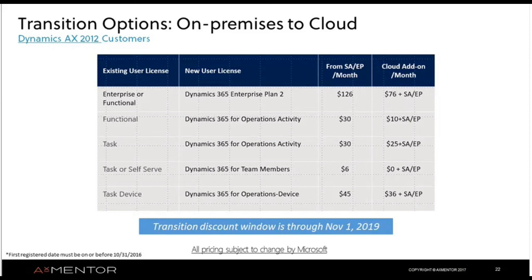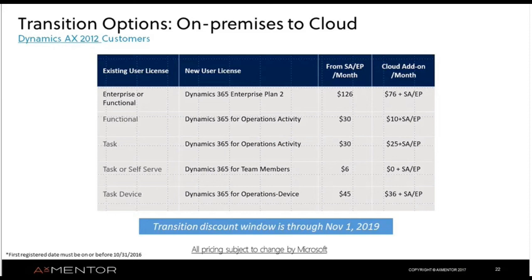Right below there you see the transition discount window is through November 1st, 2019. So you can get a discount at any time throughout that window, but your discount is only good for one contract term, and that may differ depending on the program that you buy your licenses through. And of course, all of this pricing is subject to change by Microsoft. And you do have to have a first registered date before October 31st, 2016 to take advantage of these discounts.